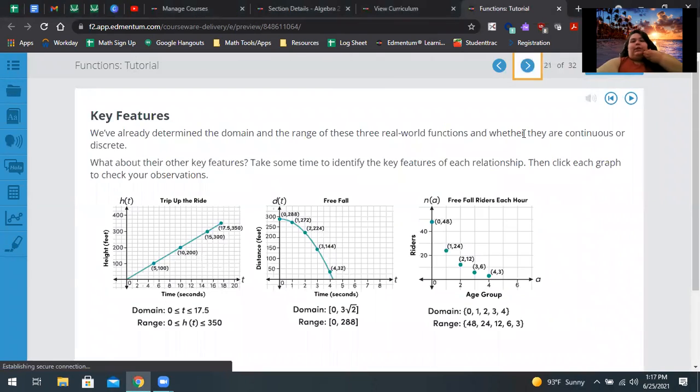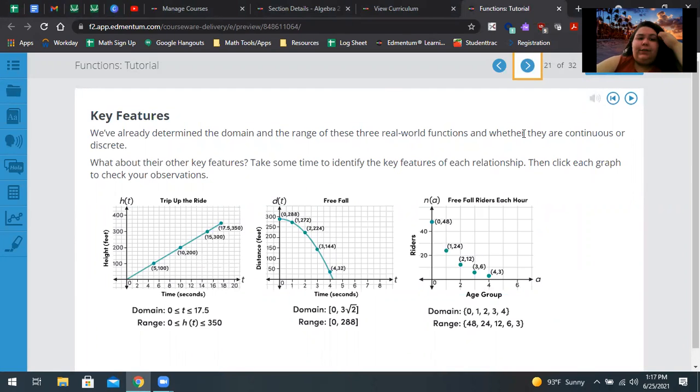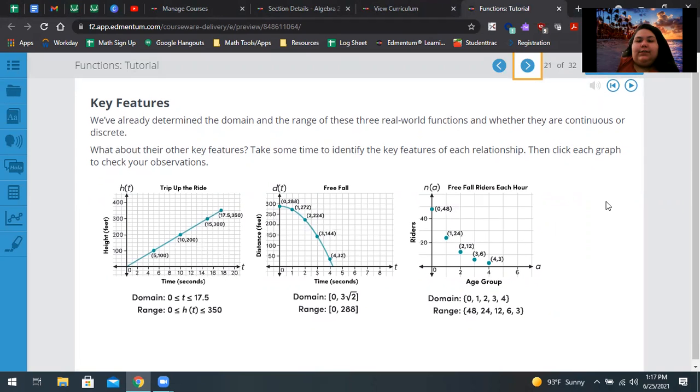Moving on to slide 21. Let's talk about the key features. We've determined the domain and range of these three real world functions and whether they are continuous or discrete. These two are considered continuous functions because they're connected, and this one is discrete because it's not. What about their other key features? Take some time to identify the key features.